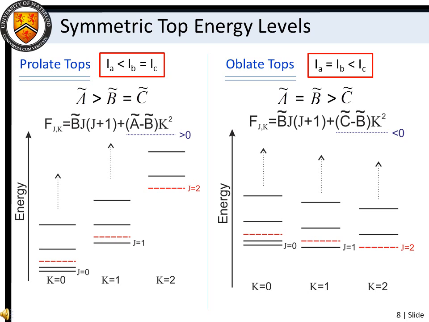For prolate tops, the A rotational constant is larger than the B rotational constant, which results in a positive value for the K squared term in the energy level expression. Thus, for a given J value, prolate top level energies increase with increasing K. For oblate tops, the C rotational constant is smaller than the B rotational constant, which results in a negative value for the K squared term. Thus, we find that for a given J value, oblate top energies decrease with increasing K.